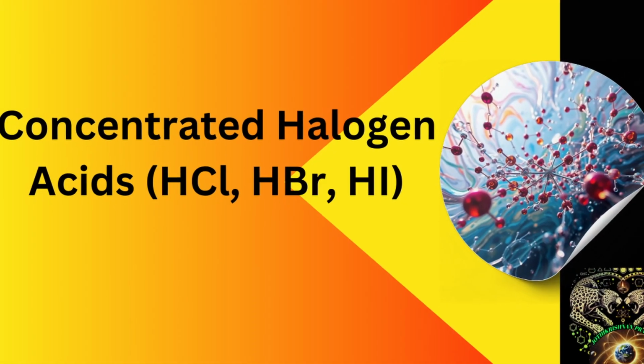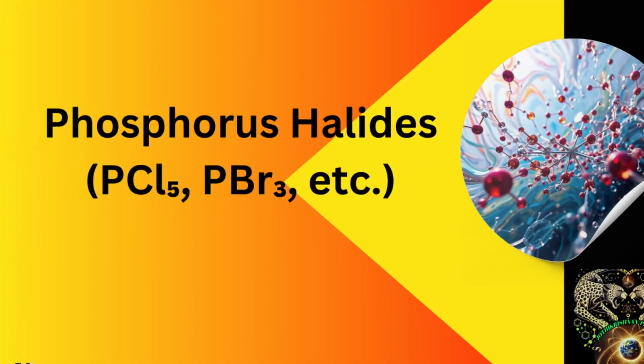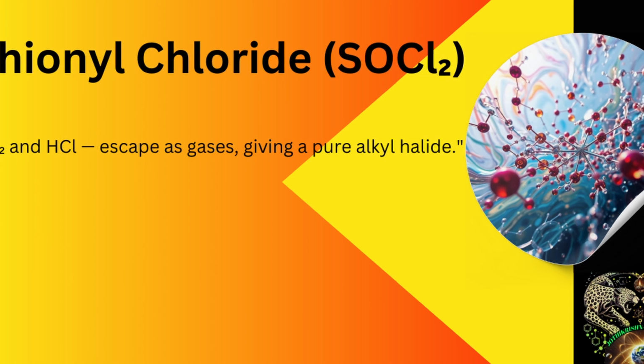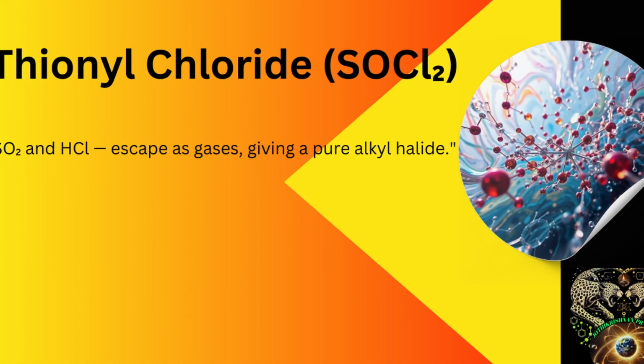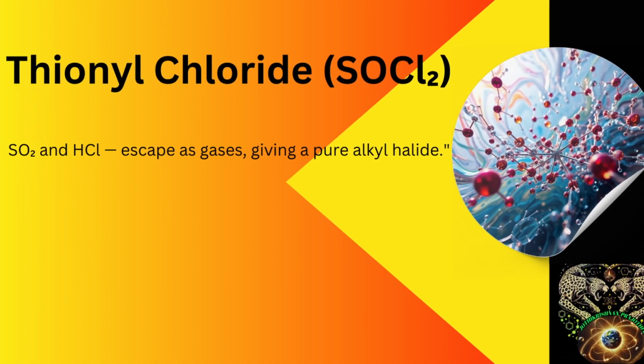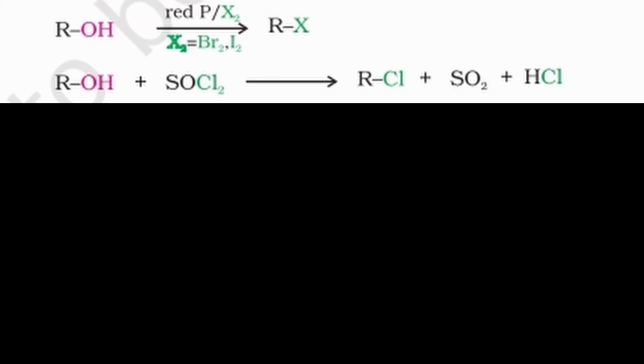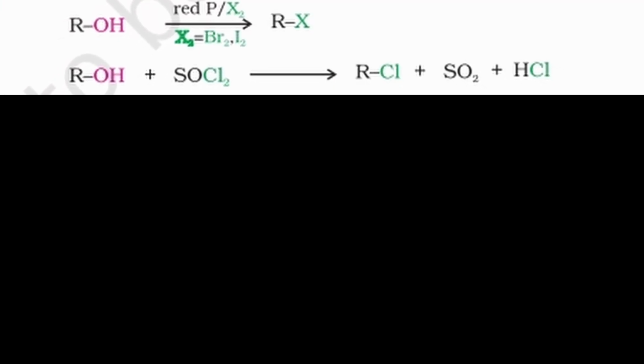But how do we prepare these haloalkanes? Alcohols can be converted into alkyl halides using several reagents such as concentrated halogen acid, phosphorus halides, and thionyl chloride. Among these, thionyl chloride is preferred because the byproducts SO2 and hydrochloric acid escape as gases, giving a pure alkyl halide. The general equation for this process is ROH + SOCl2 gives RCl + SO2 + HCl.